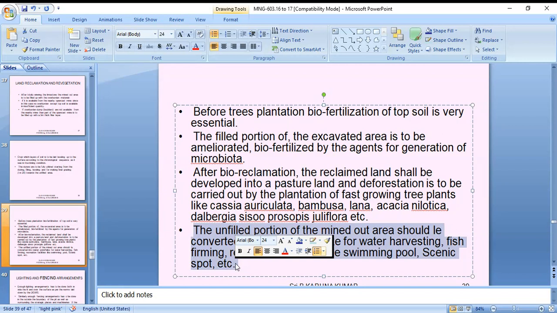This is a big social responsibility of the mine management, to restore the area and not leave it as it is after mining. It should be the responsibility of every citizen towards our society. This part is very essential.